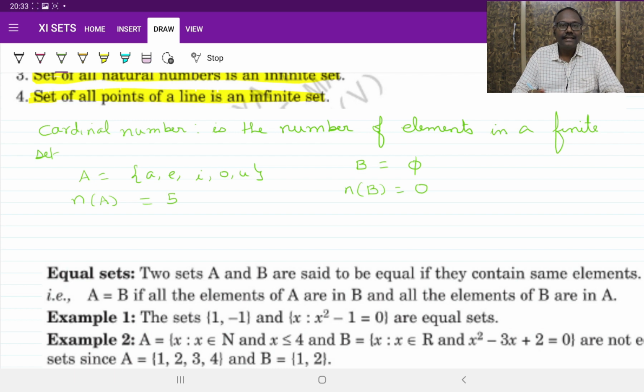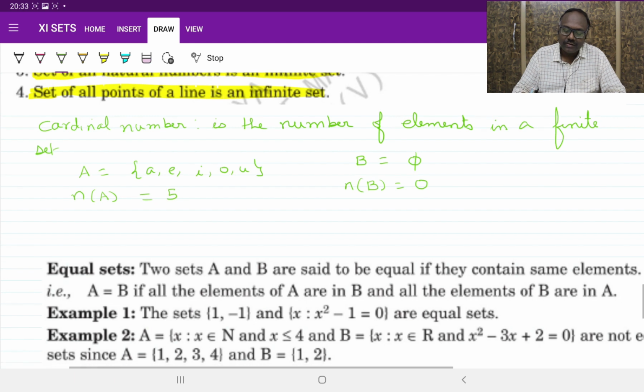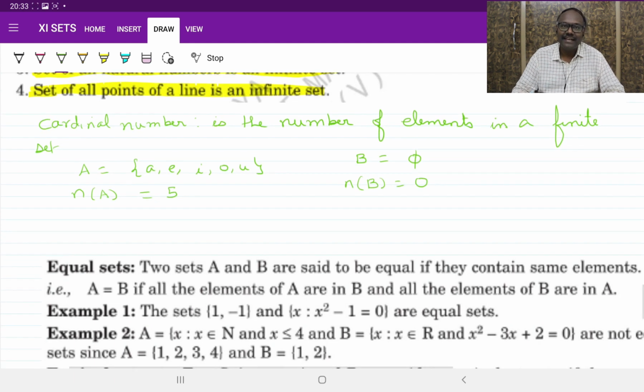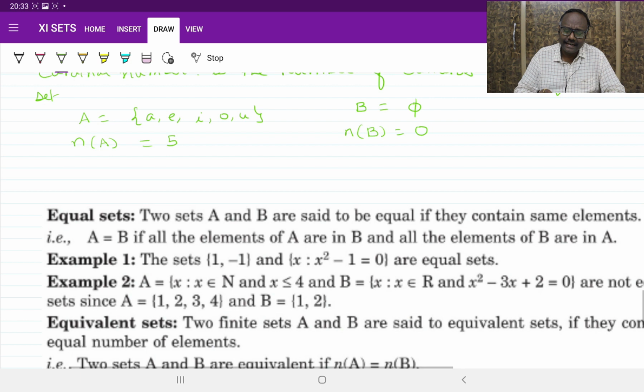Now let us see the other type of sets which are based on this cardinal number. Those are nothing but the equal sets and equivalent sets. Now let us take an example of equal sets. What are equal sets? If two sets have the same elements, then we call them equal sets. And what are equivalent sets? If two sets have the same number of elements, then we say that they are equivalent sets. This is the difference between equal sets and equivalent sets.